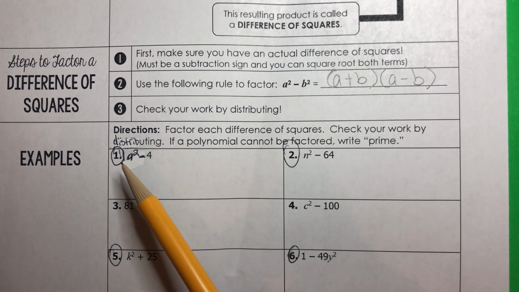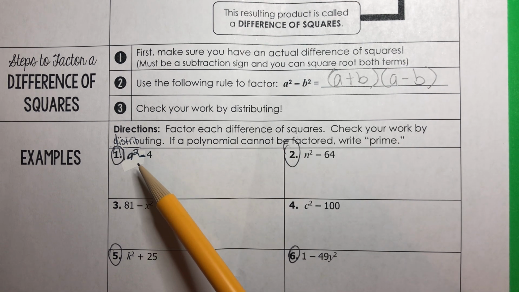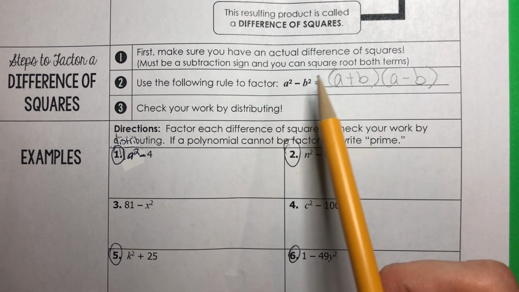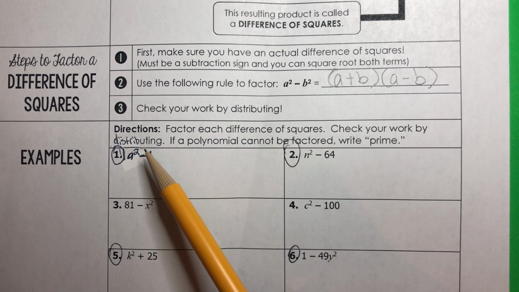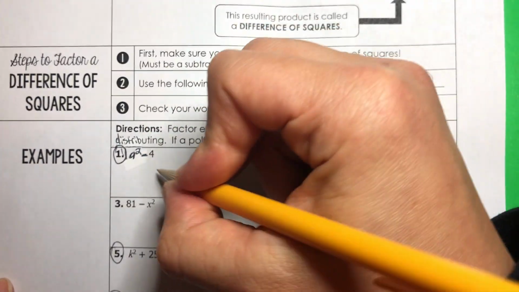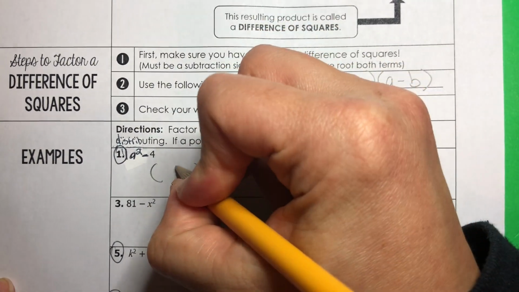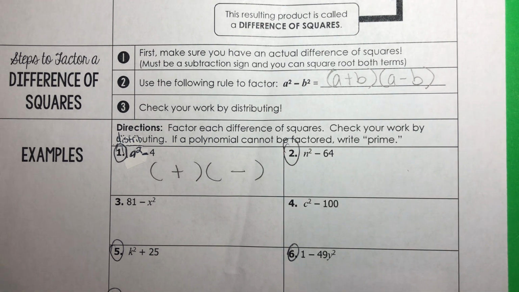So first thing we got to do, number 1, this says a squared minus 4. Well, do we have a difference of squares? Do we have a subtraction sign? Yes. Can you take the square root of both terms? Yes. Okay, the square root of a squared is a. The square root of 4 is 2. So to factor this out, we're going to write 2 sets of parentheses. And the first set is going to have addition. The second set is going to have subtraction.